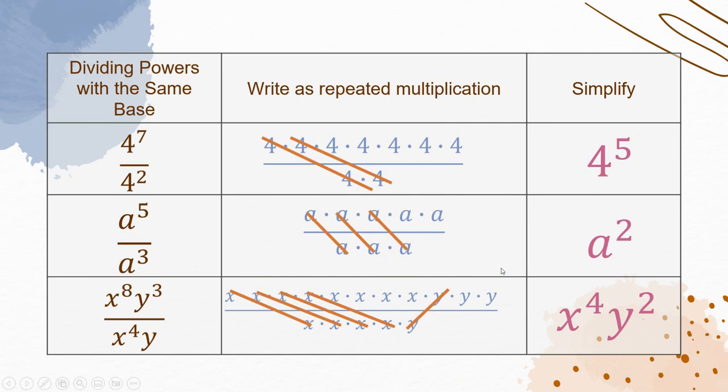Okay, so if we go back, look at some of these. For instance, I think one of the easier ones to look at is the second one here. I have a to the fifth over a to the third. 5 minus 3 is just 2, so I have a to the second. For this one, I have 4 to the seventh over 4 to the second. 7 minus 2 is just 5, right? We notice this one, we have two different bases. We just worry about one base at a time. So x to the eighth divided by x to the fourth, that would give me x to the fourth. 8 minus 4 is 4. And y to the third over y to the first, 3 minus 1 is 2.